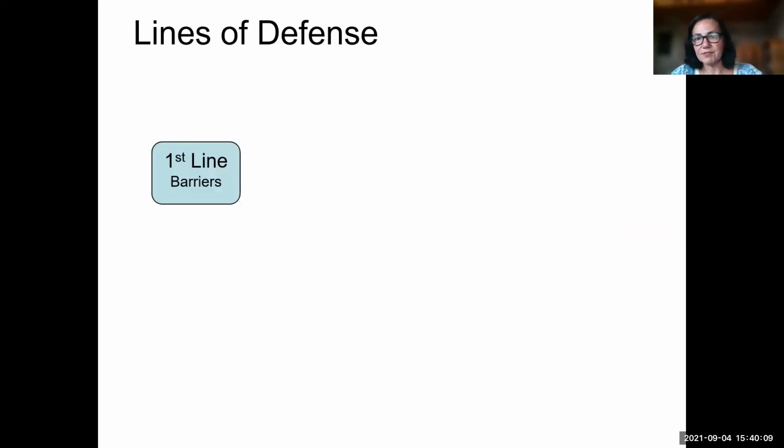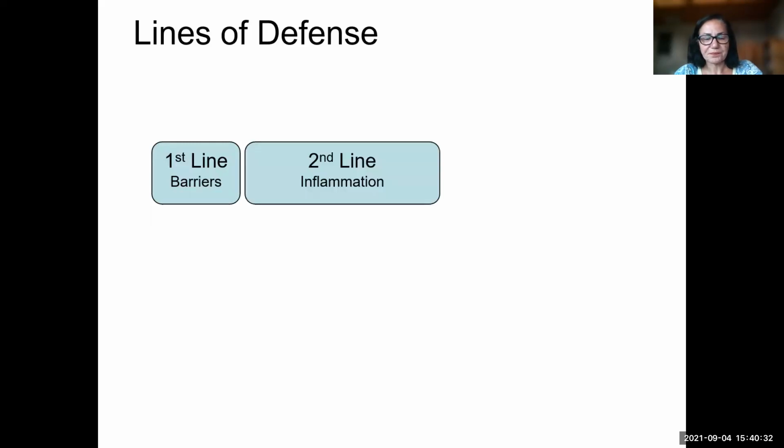The first line of defense are the physical barriers, the skin, the mucous membrane. These are epithelial surfaces. The epithelial cells are right up against each other. There's not really space between them, and they form a really good barrier. But as you know, these barriers can be breached. And so we have two other lines of defense that we can use.